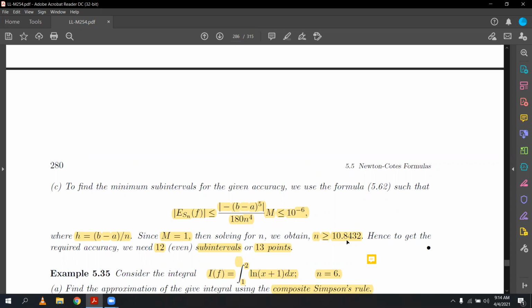After simplifying, you will get n is greater than or equal to 10.8432. It means we cannot take the next integer, 11, because Simpson's rule says n must be even. So we have to jump to the next integer after that, which is 12. And when we have 12 subintervals, we always have 13 points. This is a very good example from the examination point of view.